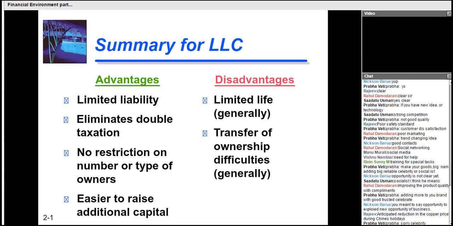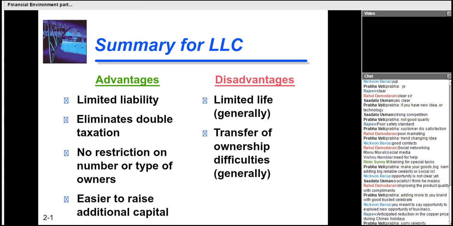Celebrities, okay Prabhat, that's fine. Anticipated reduction in the copper price during Chinese holidays. I don't know if it is Chinese. Okay, adding more to your brand with a good trusted celebrity.